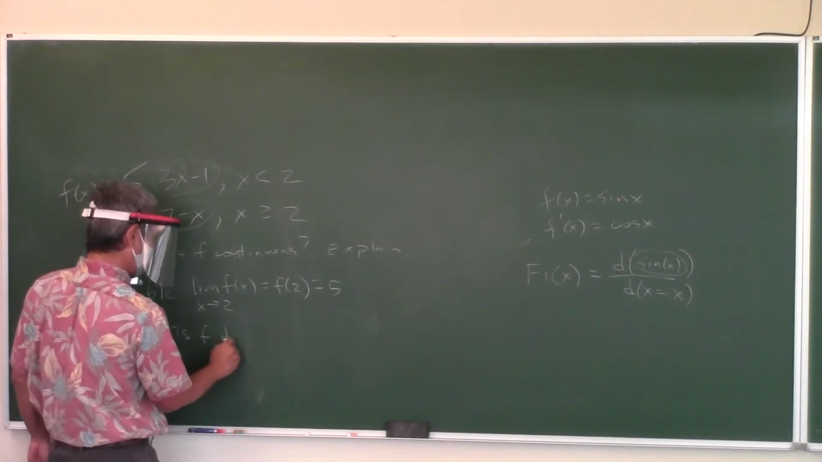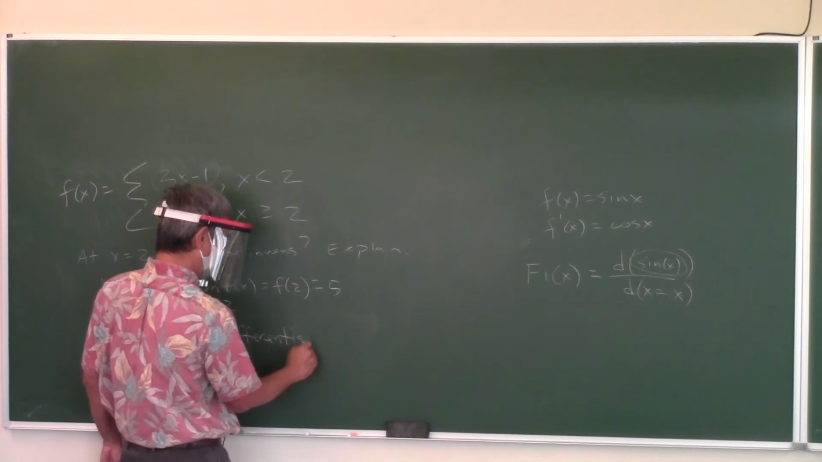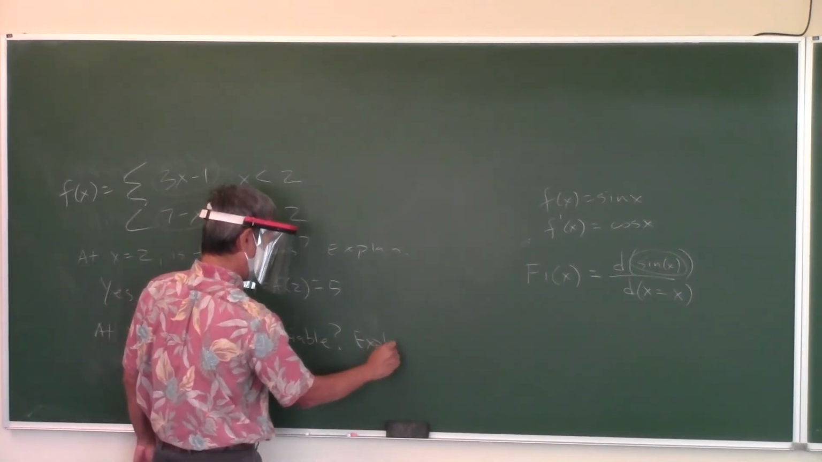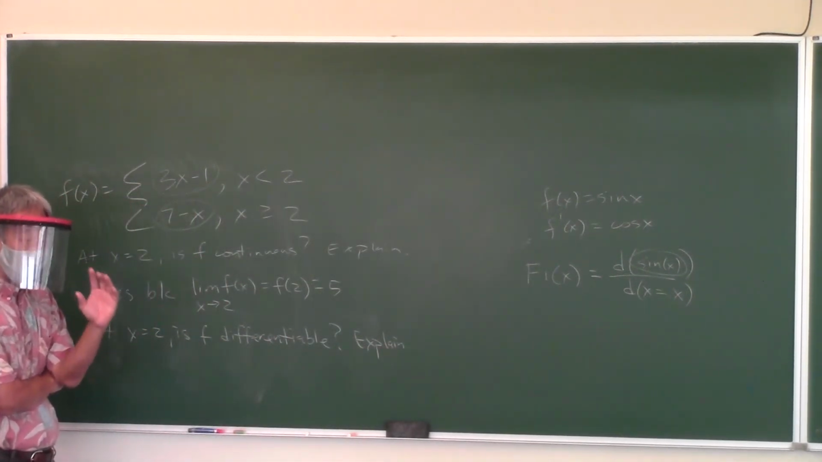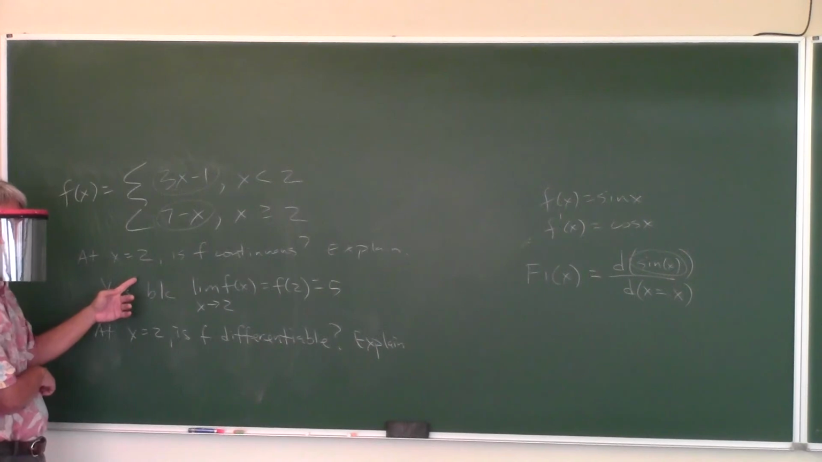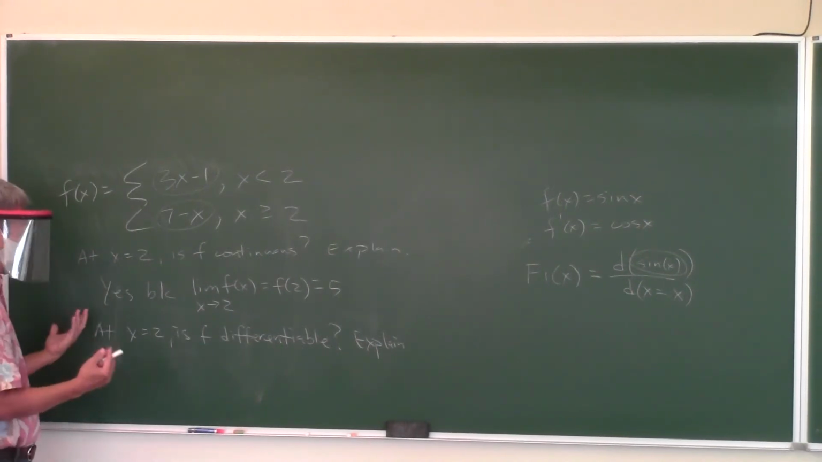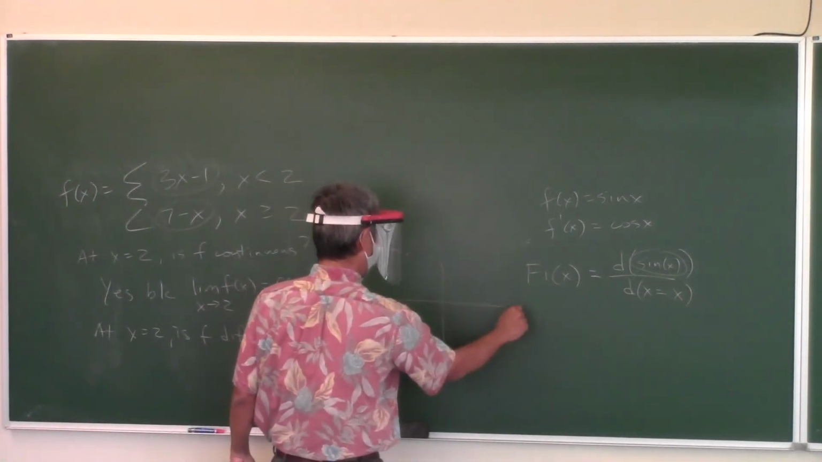Okay, but the second question, at x equal 2, is f differentiable? That's the word that we need to know. And then explain. Now, what does differentiable mean again? Continuous and smooth. Well, we already know it's continuous. Is it smooth though? Well, how do you know? Well, one way is you could draw the graph if you want.